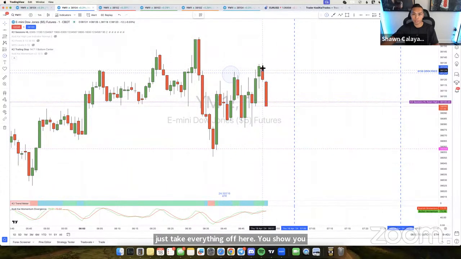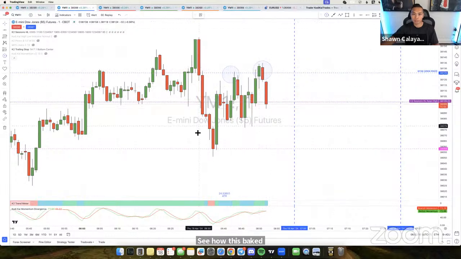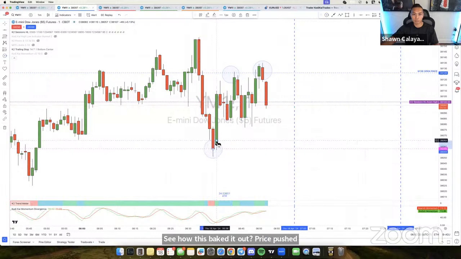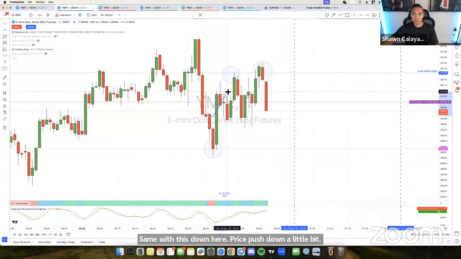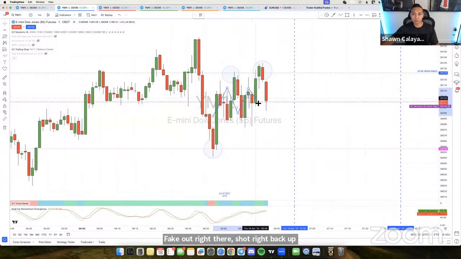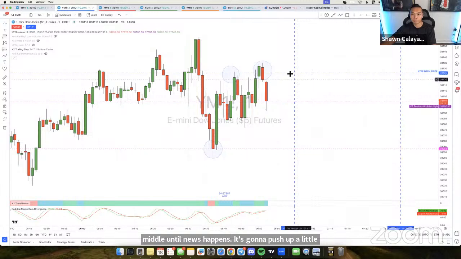See how this faked out? Price pushed up, faked out right there, and it pulled back down to the sessions right here. Same with this down here. Price pushed down a little bit, faked out right there, shot right back up. So price is pretty much going to sit right here in the middle until news happens. It's going to push up a little bit, maybe come right back down. It might push down a little bit, come right back up, right?